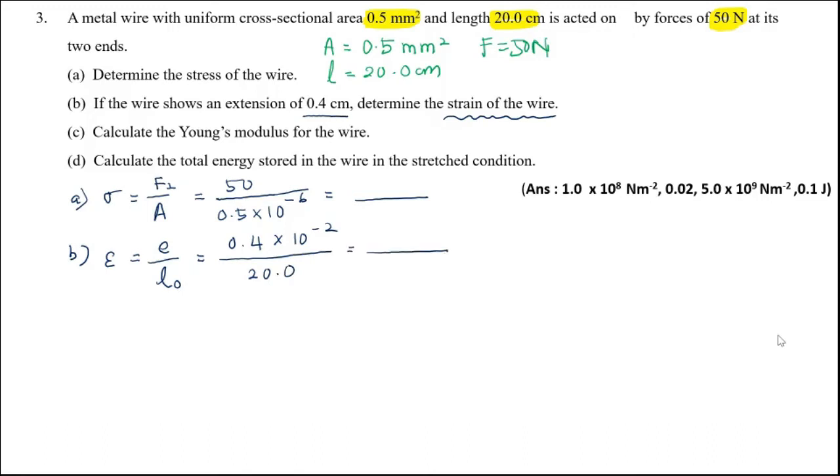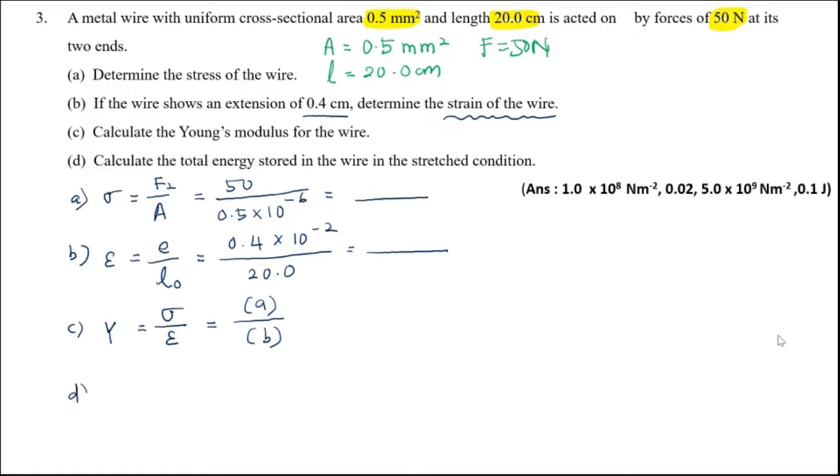Okay, then for 3 part C, calculate the Young modulus for the wire. For C, we're going to find the Young modulus. Young modulus is stress per strain. So stress is the answer from part A, and you need to divide it by the answer for part B to find the Young modulus. And then the last one is the energy stored.